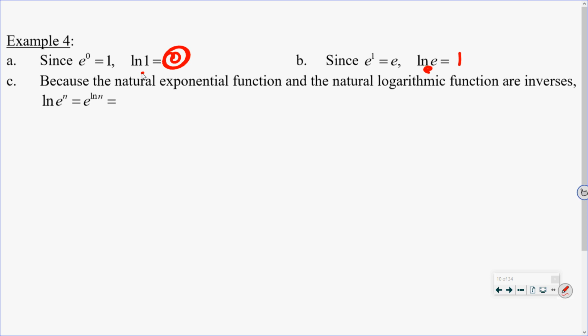What that means down here, it says natural exponential functions and natural logarithmic functions are inverses. Logarithms and exponentials, if they have the same base, are inverses of each other. So if I have the ln, the natural log base e, of e to the n, they just undo each other. Same thing here, I have e to the power of the ln. They just undo each other. My answer is just n. So whenever you have the ln of e to a power, or you have e to the ln, they're going to cancel each other out. It's just going to equal whatever's on the inside. In this case, it's n.